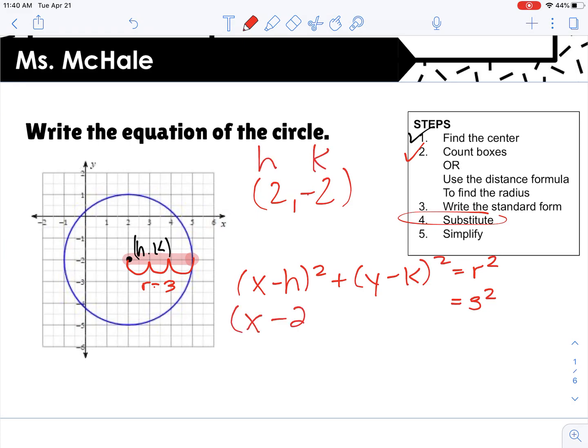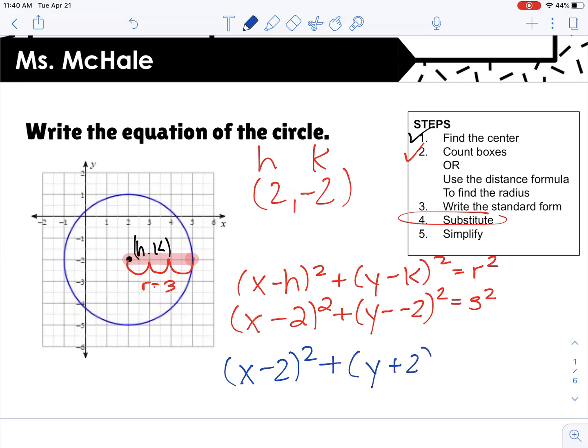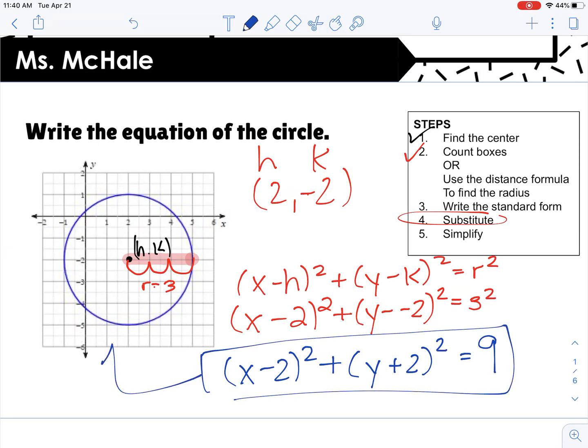So we have (x minus 2) squared plus (y minus -2) squared. Next, we need to simplify. You check inside each parentheses, x minus 2. You can't simplify that, so that's going to stay. y minus -2 would become y plus 2, squared. And 3 squared becomes 9. So here we have the equation of this graph right there.